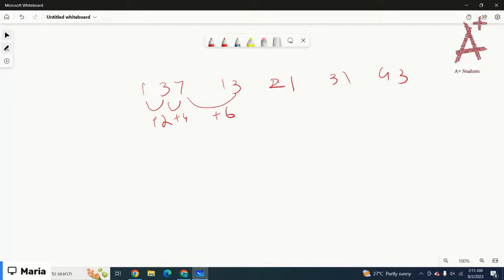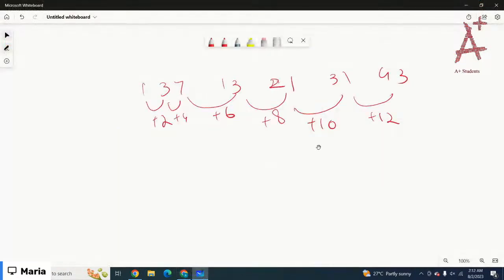Okay, 1 plus 2 makes 3, 3 plus 4 makes 7, 7 plus 6 makes 13, 13 plus 8 makes 21, 21 plus 10 makes 31, and 31 plus 12 makes 43. That means the number you are adding is increased by 2 every time. So the correct option is 43.